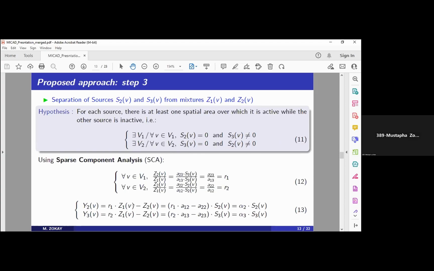In the third step, we are interested in estimating S2 and S3 from the mixture obtained in the second step. We use sparse component analysis. We suppose that there are areas where oxyhemoglobin is active and deoxyhemoglobin is inactive, and vice versa. So using sparse component analysis and calculating the ratio between mixtures, we can estimate the oxyhemoglobin and deoxyhemoglobin, which we note here Y2 and Y3, where Y2(ν) equals α2 multiplied by S2(ν), and Y3(ν) equals α3 multiplied by S3(ν).